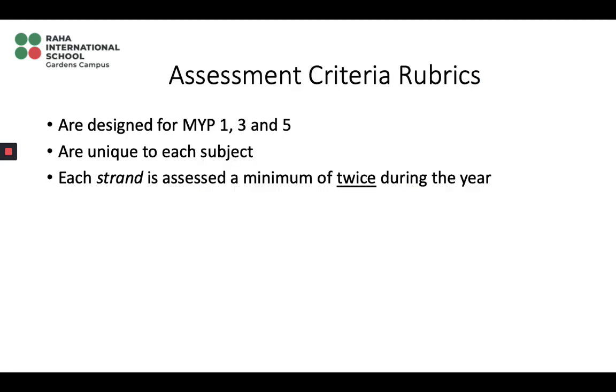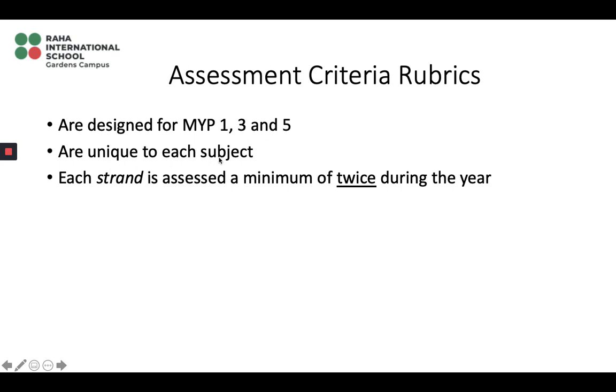Now in terms of the assessment criteria rubrics, the ones published by the MYP, or by the IB I should say, are designed for MYP 1, 3 and 5, in other words grades 6, 8 and 10. So the grade 6s have their unique rubric, grade 7s and 8s use the MYP 3 rubric, grade 9 and 10 use the MYP 5 rubric.